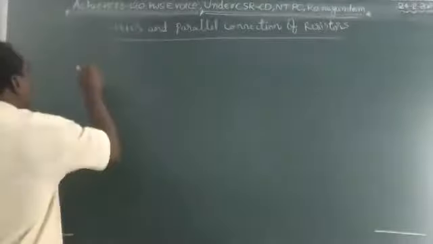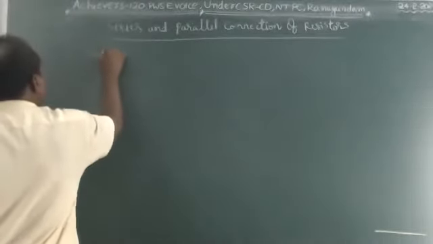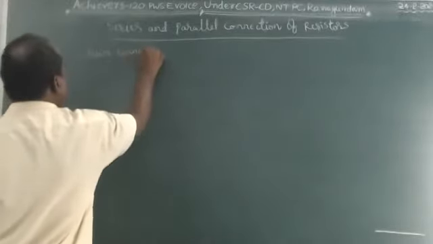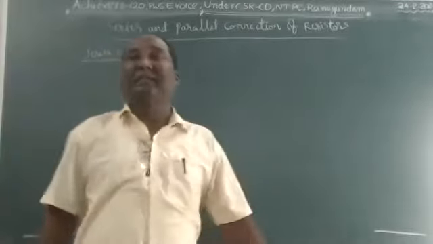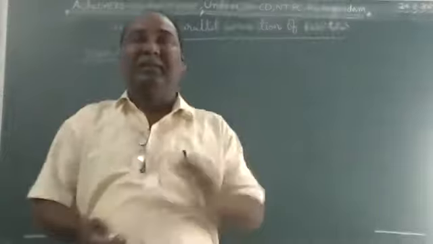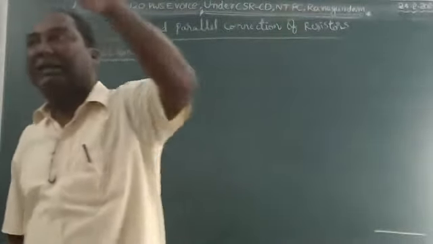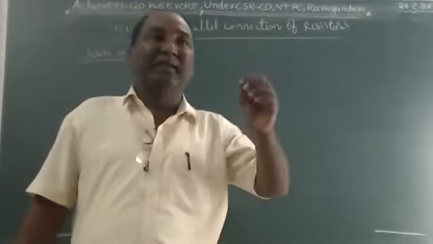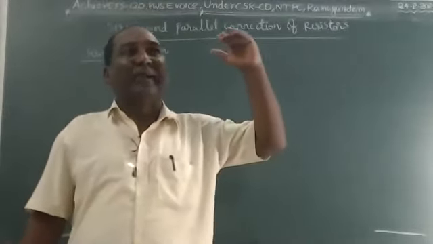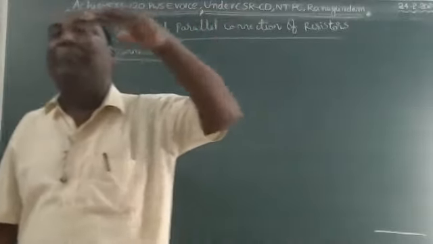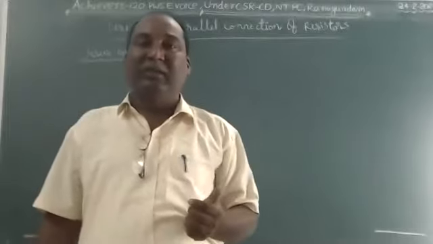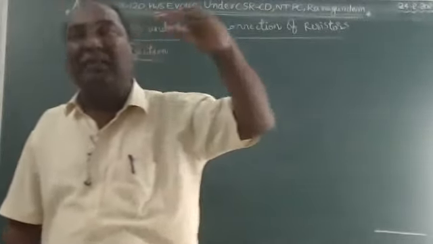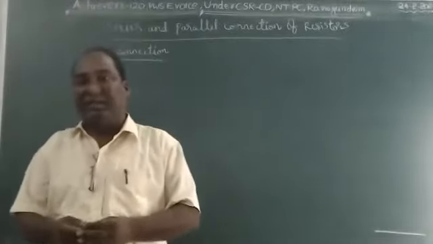Let me see, the first one is series connection. What is meant by series connection? Series is nothing but one row, a systematic row. It means the current flows in a single path, only one path. That is called series connection, children.